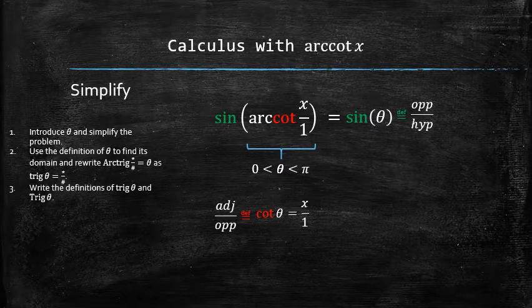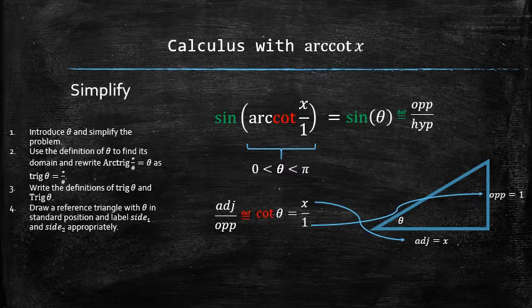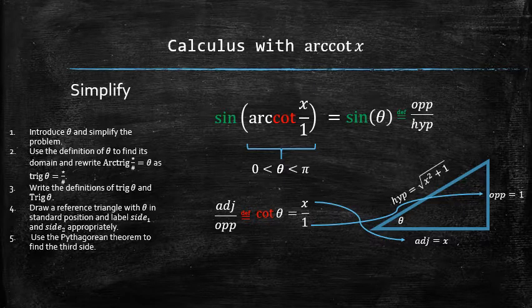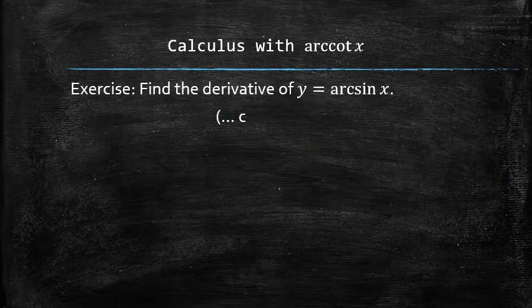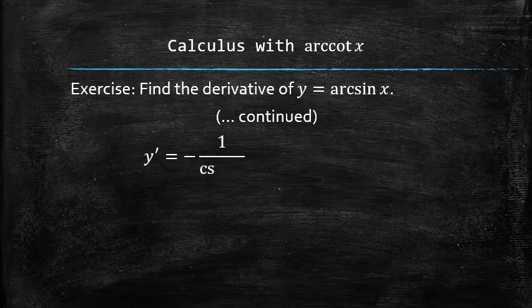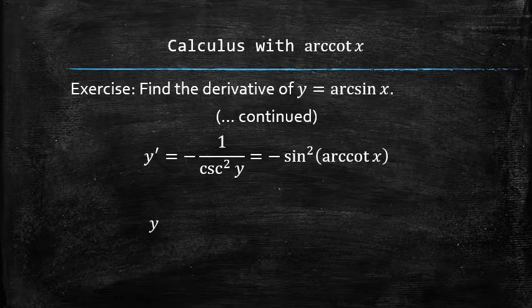Next, we recall the definitions of both involved trigonometric functions, and now we can draw the reference triangle with theta in standard position and label the sides appropriately. We then use the Pythagorean theorem to find the missing side, and finally plugging the needed sides into the expression in question. After simplifying the trigonometric expression, we now have the following result.